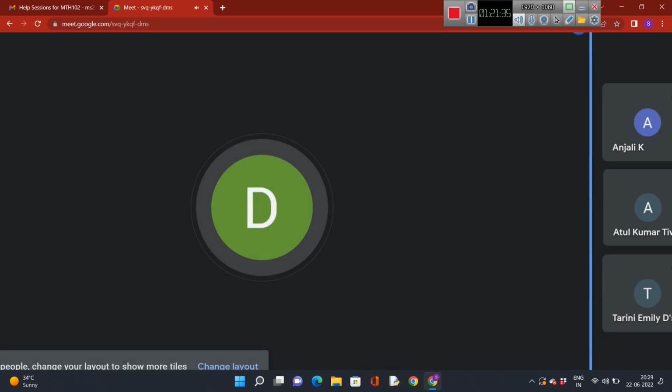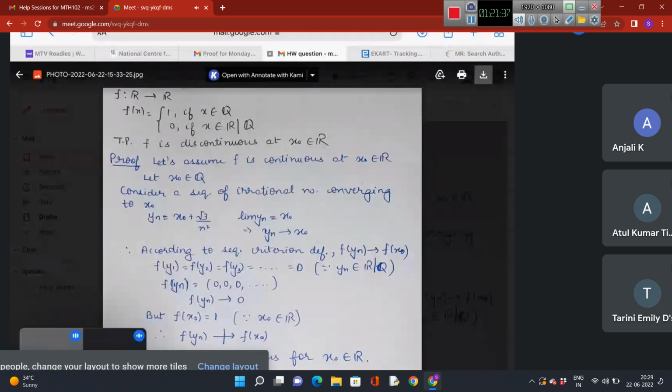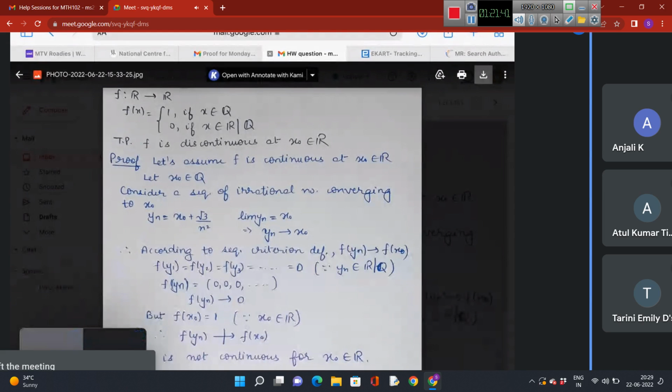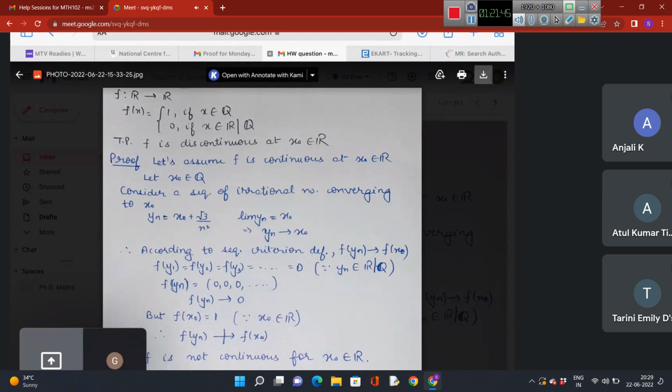which converges to x naught. For example, y n equal to x naught plus root 3 by n. So by the definition of limits we can prove that this converges to x naught. Then according to the sequence criterion definition, a function is continuous if for every sequence x n which converges to x naught, f of x n also converges to f of x naught.